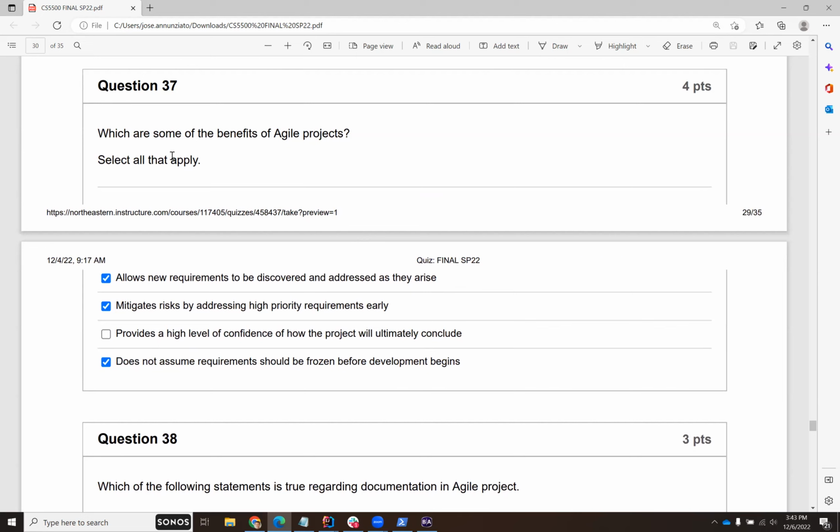So which are some of the benefits of Agile projects? Select all that apply. Allows requirements to be discovered as you go, mitigates risks, provides a high level of confidence on how projects will ultimately conclude. No such thing. Unfortunately, we don't have that.